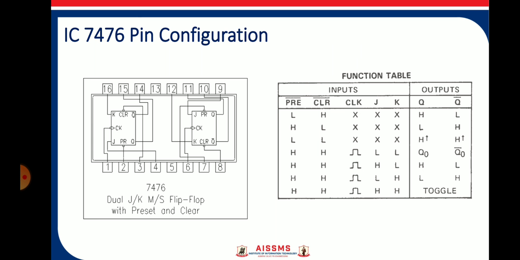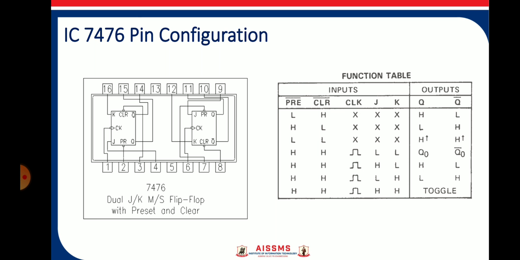That means if we connect a preset to logic 0, the JK flip-flop will provide output 1. If we connect the clear pin to logic 0, the JK flip-flop will provide output logic 0. The individual JK flip-flop contains the clock pin and each clock pin is negative edge triggered. As per this pin configuration, the functional table is written on the right hand side.